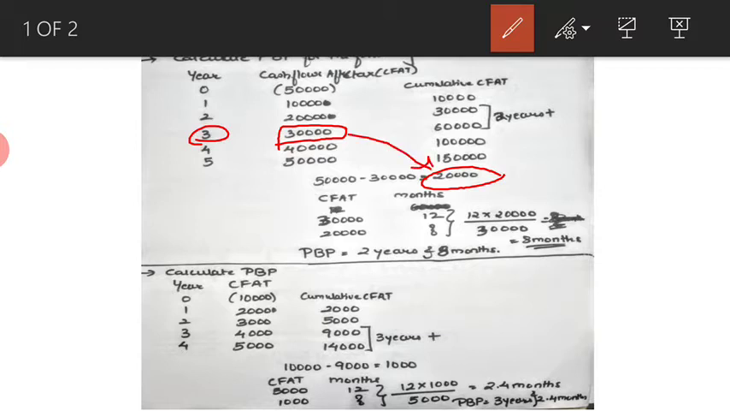So how do we get this? Okay, so consider two variables. One is cash flows after tax and another is months. So in the third year, the total cash flows are 30,000.